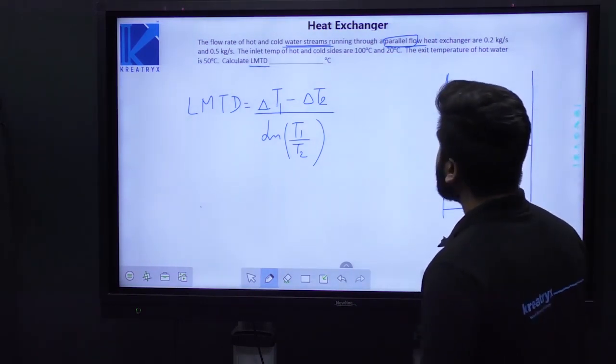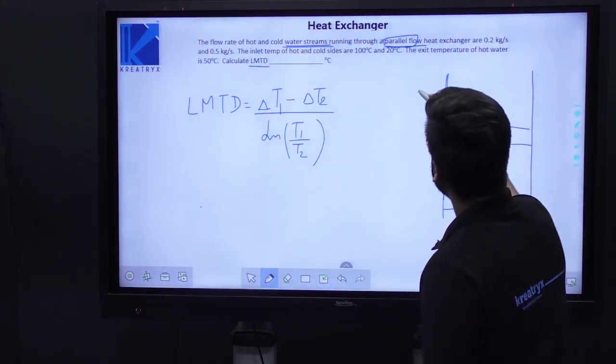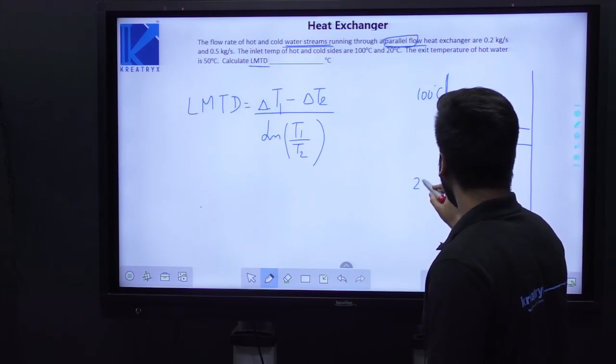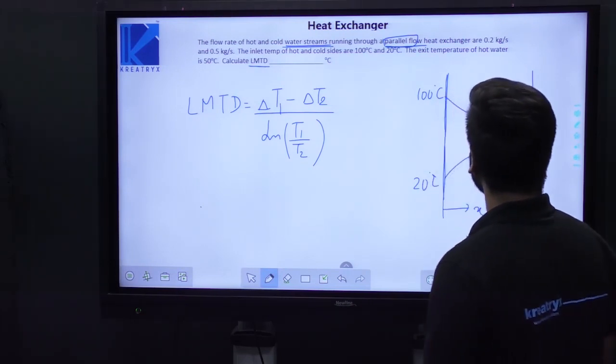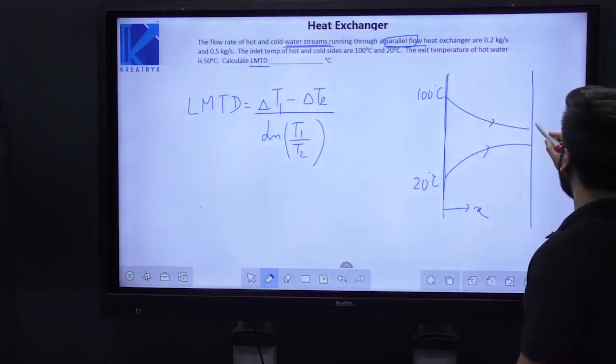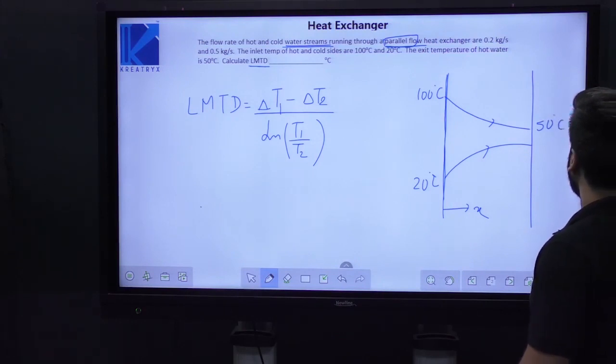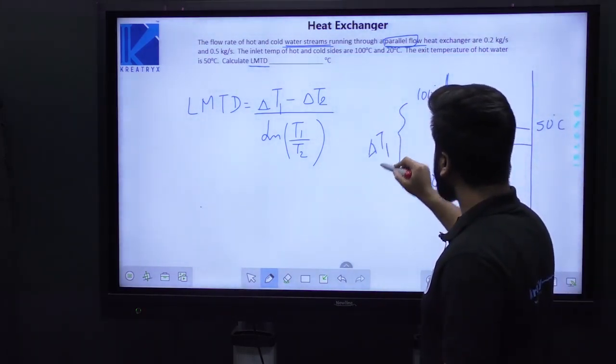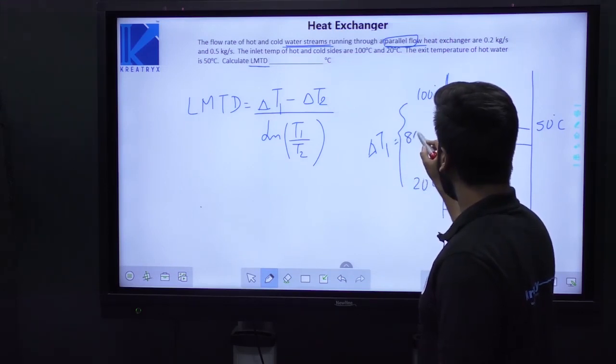And what is given? The inlet temperature of hot water is 100 degrees Celsius, the inlet temperature of cold water is 20 degrees Celsius, and the exit temperature of hot water is 50 degrees Celsius. Okay. So delta T1, I know delta T1, which is 80 degrees Celsius.